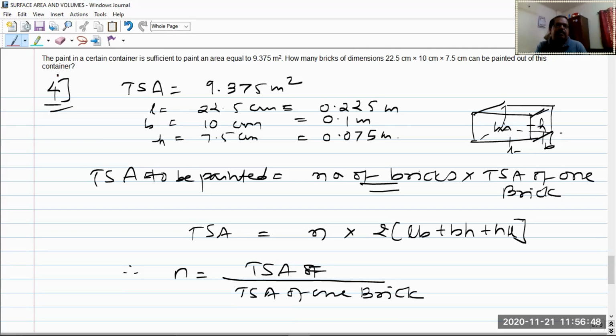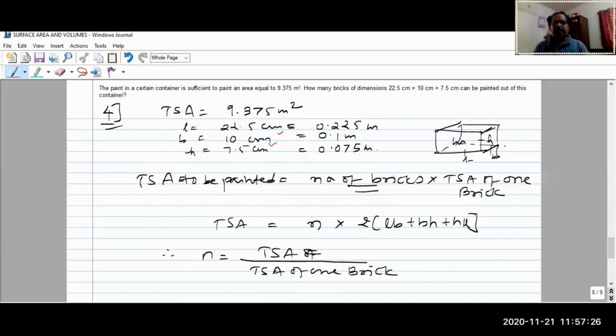So students, here you are given the total surface area that will be used to paint, right? And the dimensions of a brick are given: the length, height and breadth. So let's write down the given first. What you are given in this example, students, is the total surface area to be painted, which is nothing but 9.375 meters square. Also you are given the length, breadth and height of a brick, which is 22.5 centimeter, then 10 centimeter, and after that the height is 7.5 centimeter.